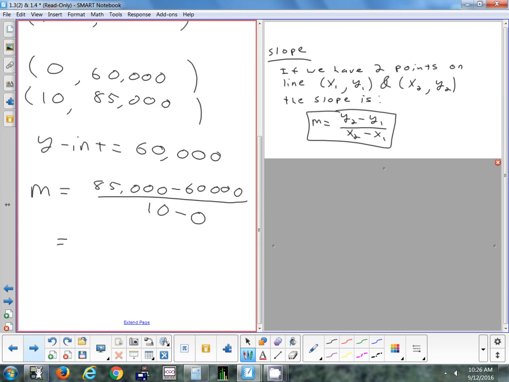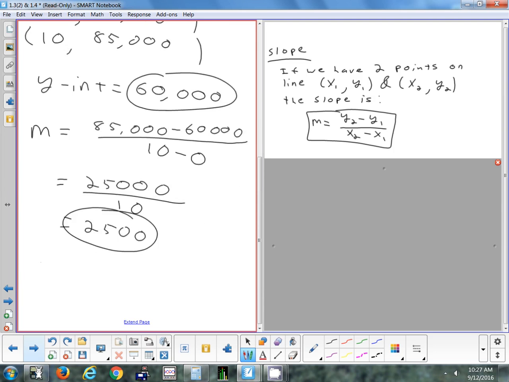Okay, so that's really, what's 85,000 minus 60,000? 25,000 divided by 10, 2,500. So in other words, the house is gaining $2,500 in value every year. Okay? So I need that. What's my equation for the value of this house?